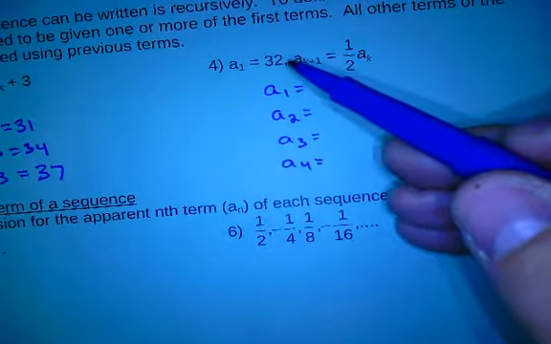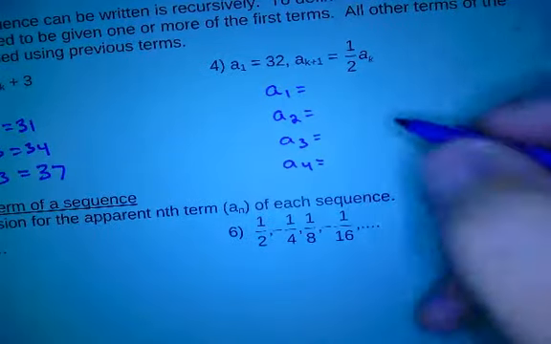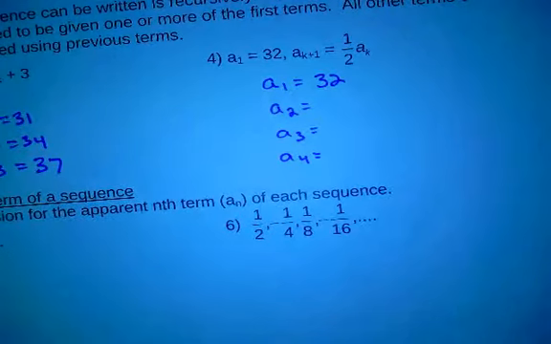Okay. One more time, Asher. What is A1? How do you know that? It's given to you. That was a lot longer than I really had planned on it being.